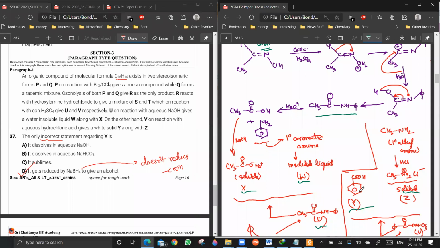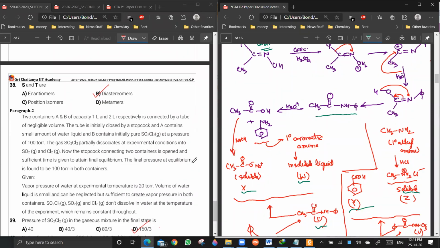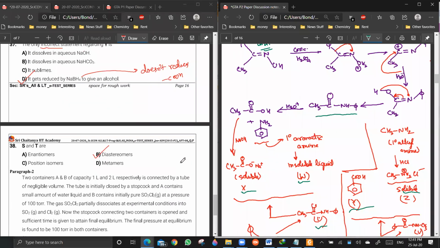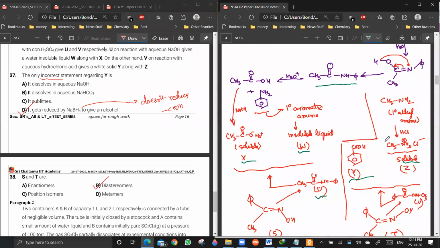After this, both 37 and 38 you are able to get. See, in D, correct, incorrect statement regarding Y. Y is benzoic acid. Acids will not get reduced by NaBH4. NaBH4 will only reduce carbonyl compounds like aldehydes and ketones. It will not react with carboxylic acid derivatives. Okay?